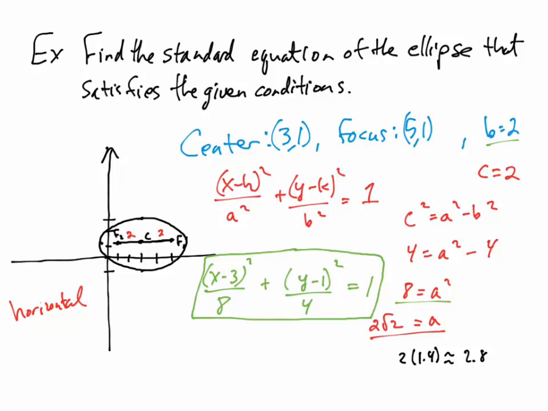So the vertices here, what I'm going to do is start at the center, (3, 1), but I'm going to add that a value to the x-coordinate. So this will be 3 plus or minus 2 square root 2, 1. So I'm going to add 2 root 2 to get to the vertex to the right, and then I'm going to subtract 2 root 2 to get the vertex on the left.